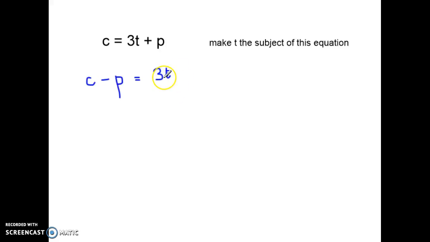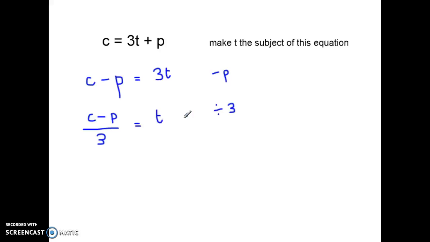Now remember, 3t means 3 times t, so to separate the 3 and the t means that I am going to have to divide by 3. I'll just write in there that I subtracted p. So as I just said, my next step is going to have to be to divide by 3, and the division by 3 applies to all of c minus p. So I need to write all of that gets divided by 3, and now I have t on its own.